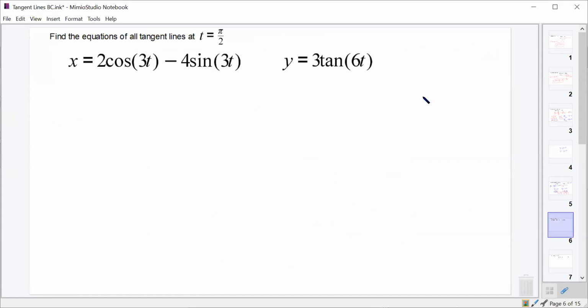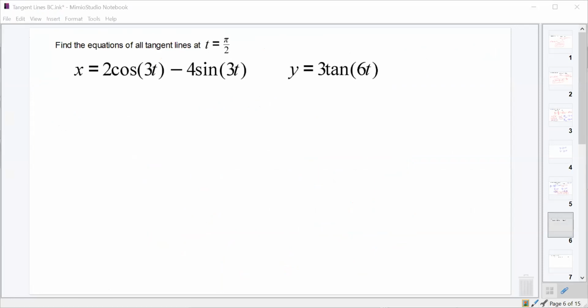All right. Now we want to find the equations of all of the tangent lines at t equals pi over 2. So this one's a little bit different. How's this one different? We're given the t value, not the point, so we've got to find the point. Probably actually a little bit easier this way. So first, let's find the point.